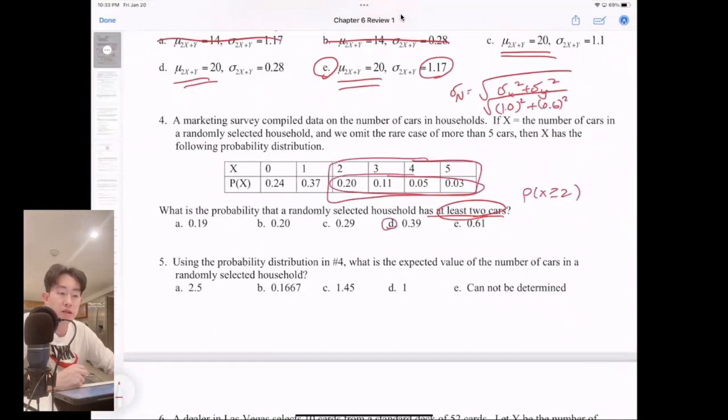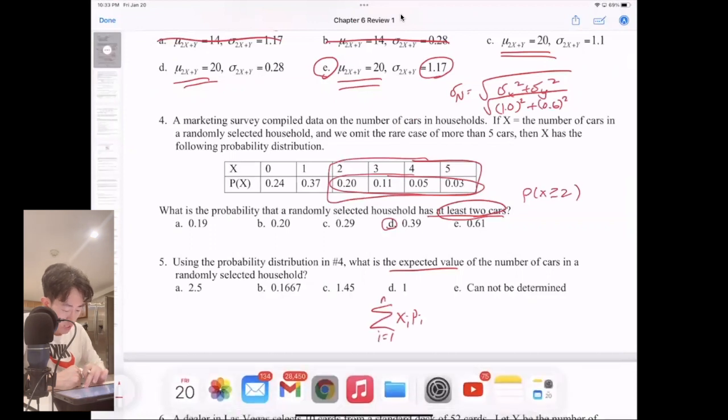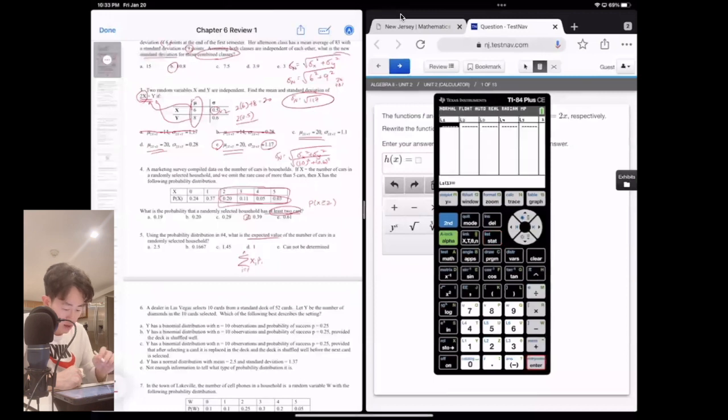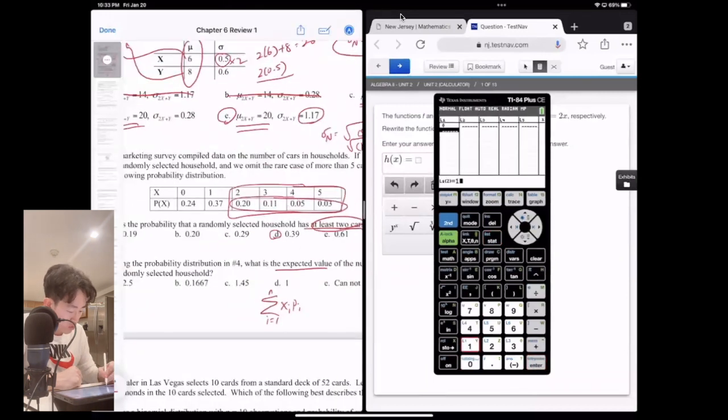Number 5, using the probability distribution in number 4, what is the expected value? The expected value is the sum of all the values with their respective probabilities, and we have 6 of those entries. So rather than typing those up manually into the calculator, I'm going to just use my list. Whichever way you feel more comfortable, I think you should pick. So 0.24, oh, I should delete that, move it over. 0.24, 0.37, 0.2, 0.11, 0.05, and 0.03.